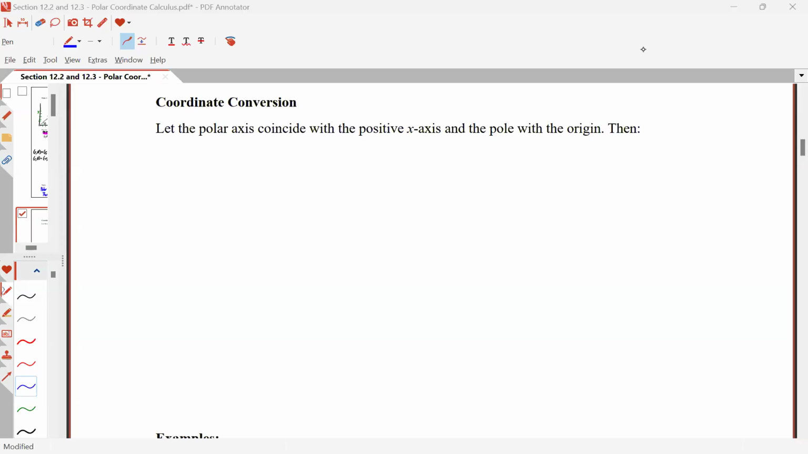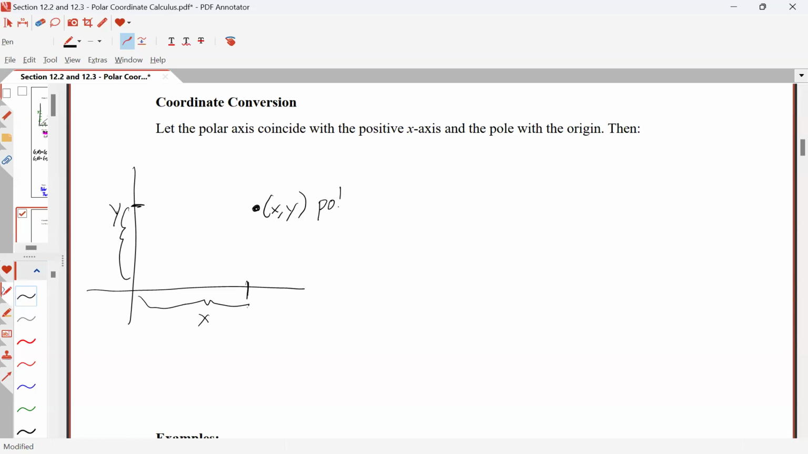Hello. In this video, we want to look at how we can take a polar coordinate and switch to Cartesian coordinates. So remember, for Cartesian coordinates, we're given a point x, y, which means we have gone a distance of x on the x-axis and a distance of y on the y-axis.